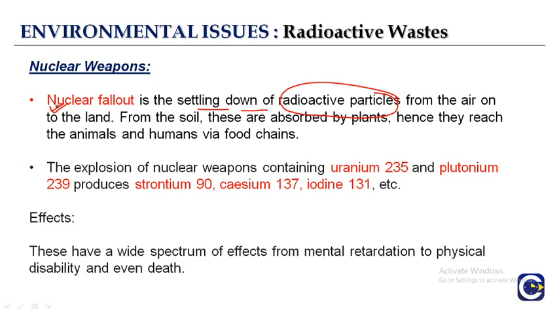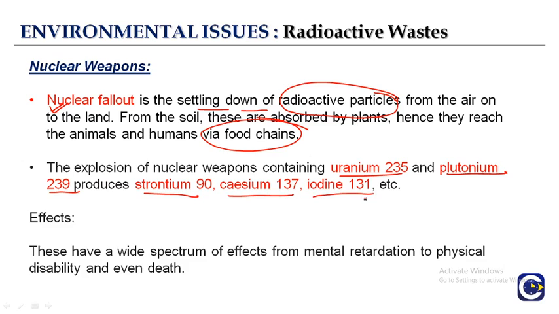So from the soil they are absorbed by the plants, they reach the animals and finally the humans via the food chain, and that leads to the transfer of the nuclear elements through the food chain to all the organisms. So the explosion of a nuclear weapon contains uranium-235, plutonium-239. When there is breaking up, that is nuclear fission, it forms strontium-90, cesium-137, iodine-131.